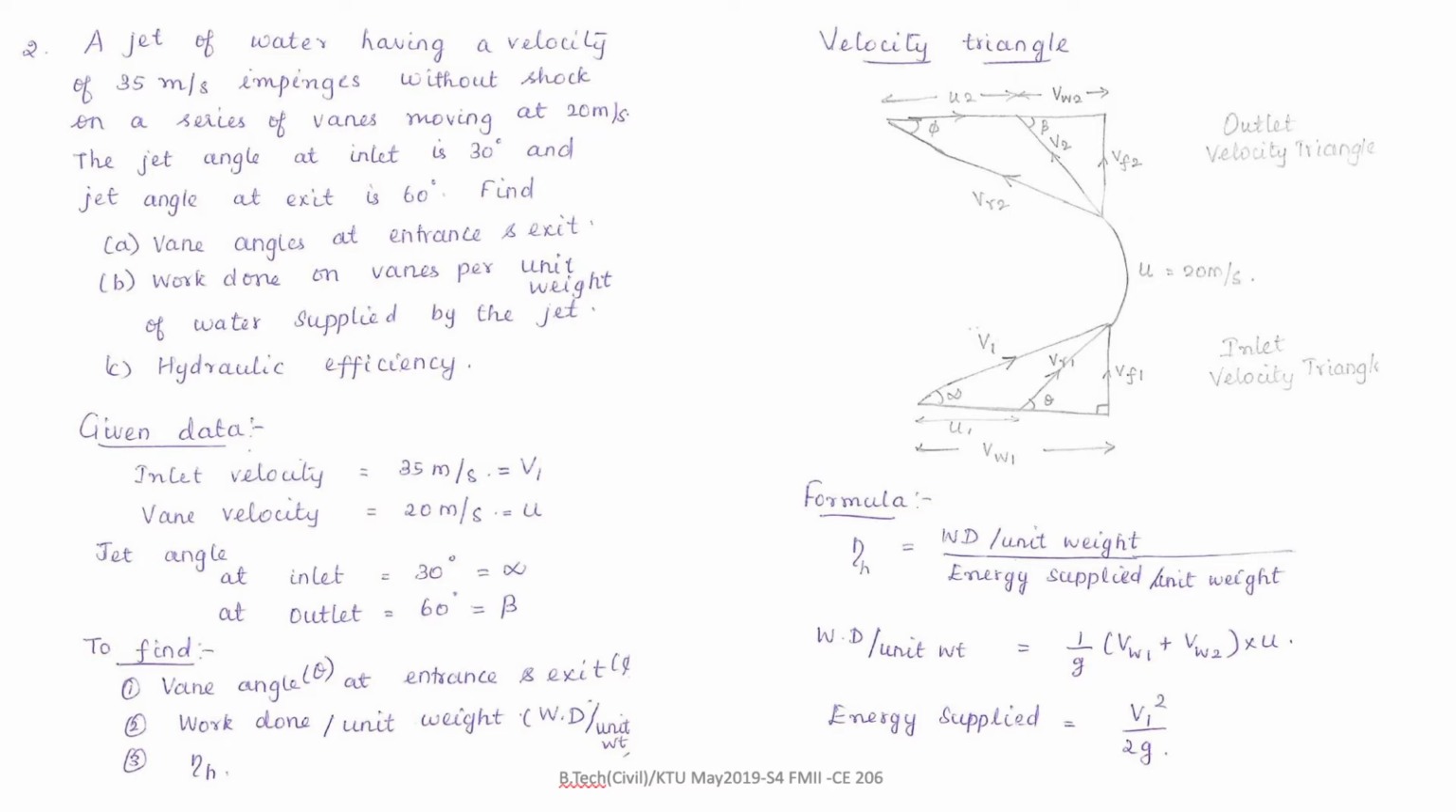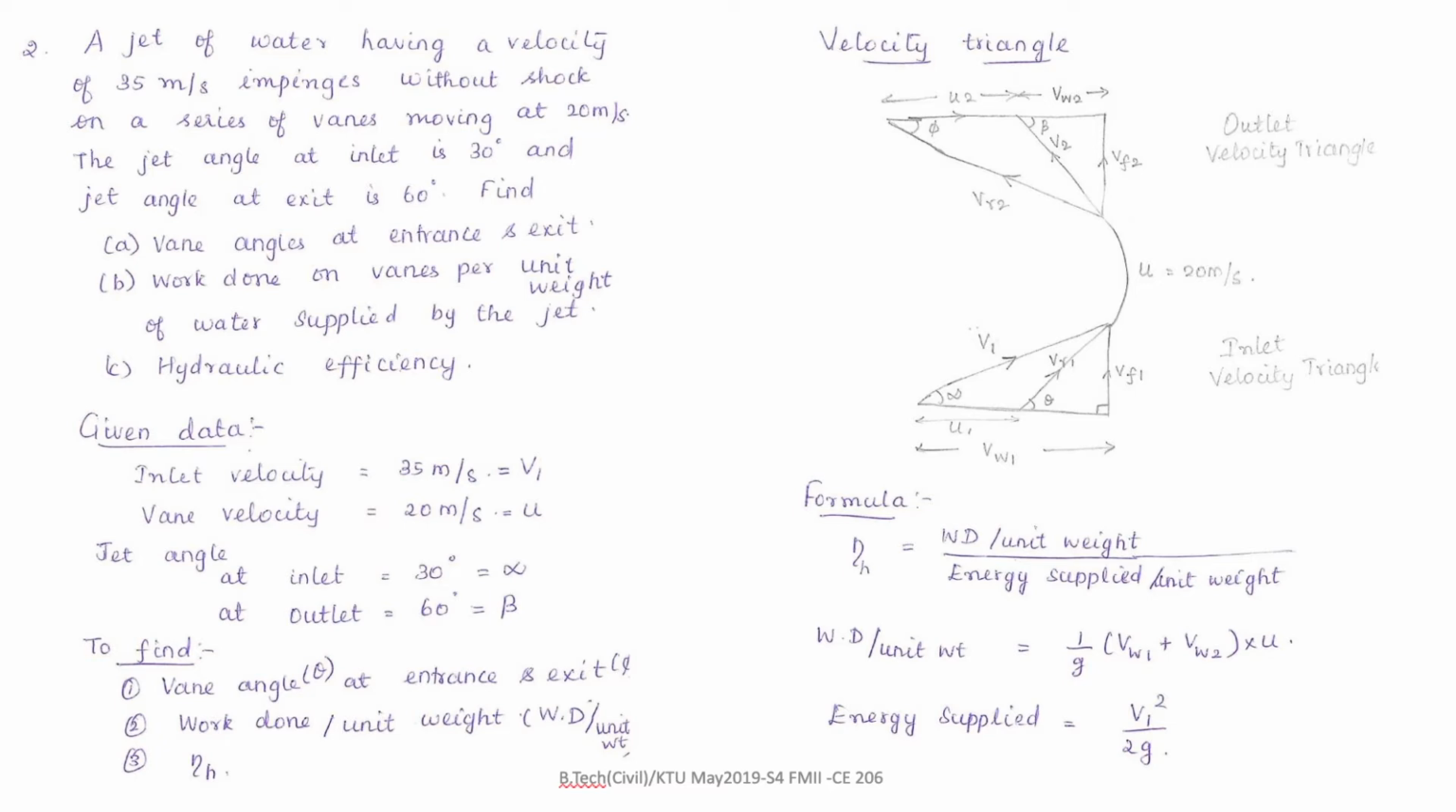So if you want to do this problem, you have to first draw the velocity triangle. Then only we can easily find out the inlet vane angle and the exit vane angle. Okay, first draw the velocity triangle. So you have to draw the inlet velocity triangle as well as the outlet velocity triangle.